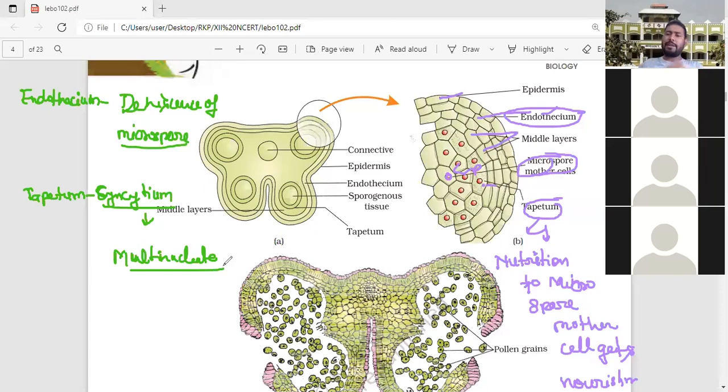So another very important feature of the tapetum is that it is multinucleate. Is it clear? So two features: the first one is the syncytium condition, multinucleate, found in the tapetum, and the second, interesting feature is that the tapetum is the nutritious layer which provides nutrition during the development of the microspore mother cell. Is it clear? Is it fine? Is it okay? Yes, sir. Very good.